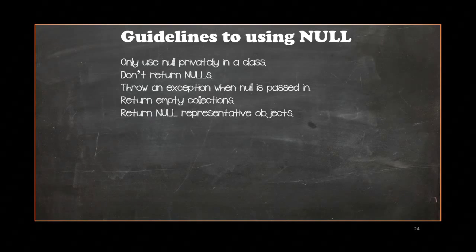Throw an exception when nulls pass in. So don't accept nulls from private methods. Instead of returning nulls, return empty collections or return what are called null representative objects or a null design pattern. That means an implementation of an interface that represents null, but has more meaning than just the value null.